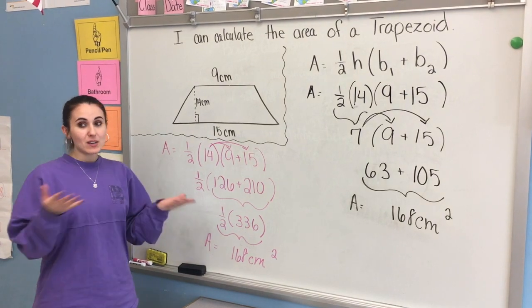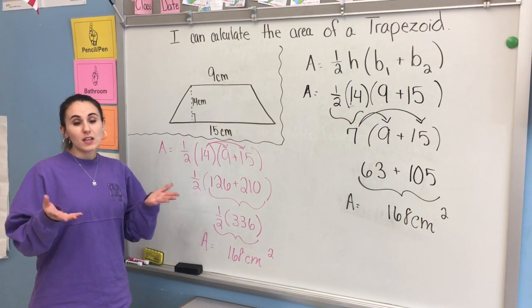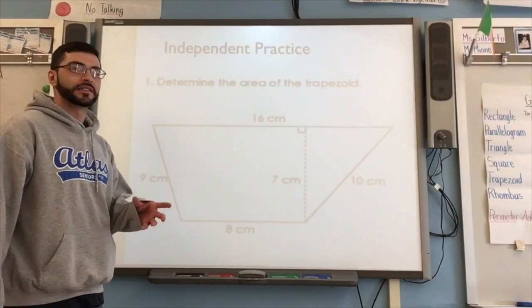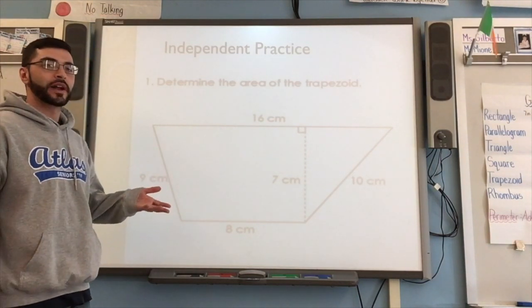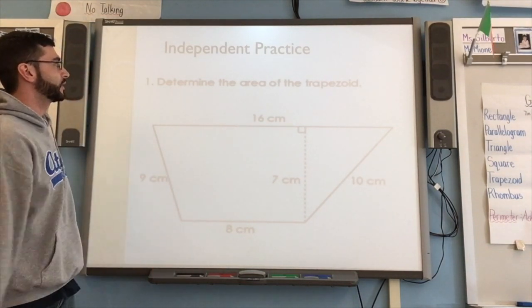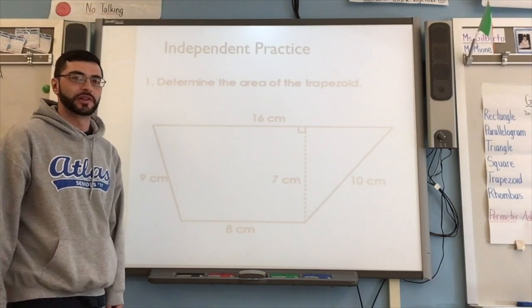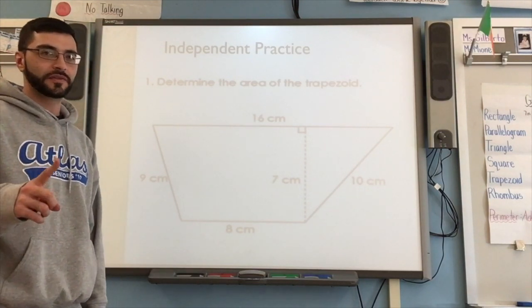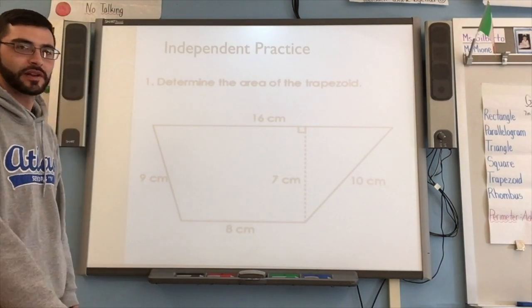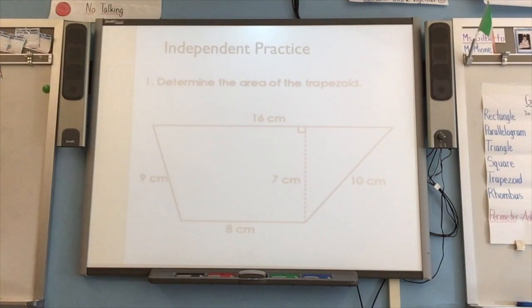Do it multiple ways, and whichever way you feel most comfortable with, you should definitely use it. Alright guys, next slide here is your independent practice. You have a polygon, so you have to determine the area of this trapezoid. You can have 2 independent questions. This is the first one. You should have the slides already. If not, you can take a second, pause the video.